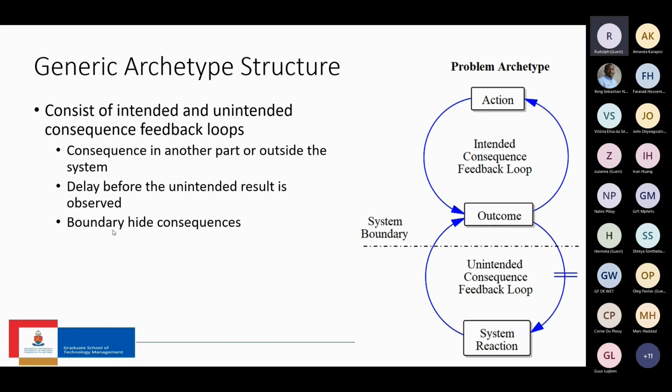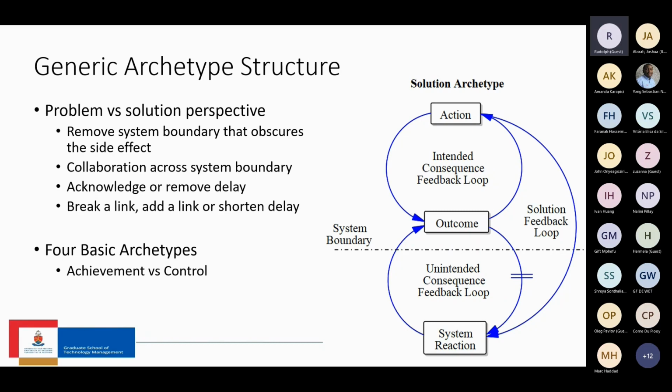There are two different ways to look at these archetypes. It can be either from a problem perspective or from a solution perspective, where you try and counter the bad behavior of the system. So to try and create a solution for the specific archetype, you must try to remove the system boundary that obscures the side effects. You must try and enable collaboration across the boundary, because these consequences might even be outside your organization, where you have no control of it, and you often don't see it or know about it. You have to acknowledge that there is a delay and do things to try and counter the delay or remove it. So in the end, it will turn out you either have to break a link, add a link, or shorten a delay.